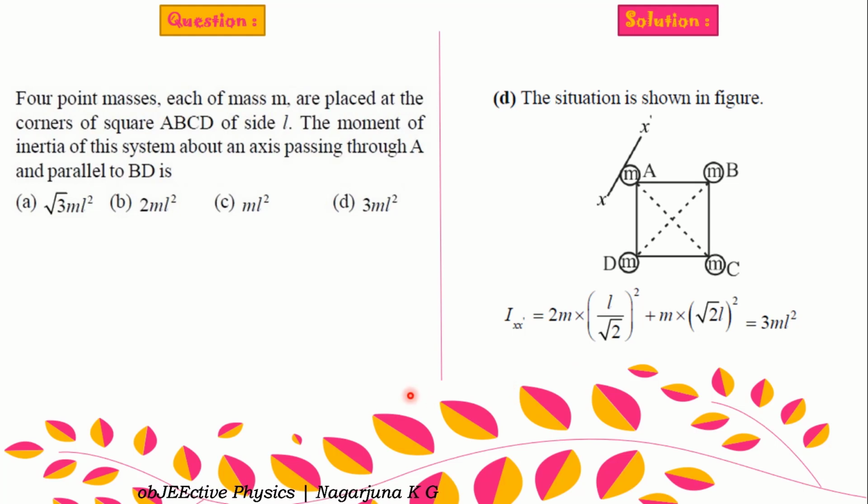So therefore, I x x dash is equal to 2m into (L by root 2) whole square plus m into (root 2 L) whole square, that is equal to 3 m L square. Option D is the right option.